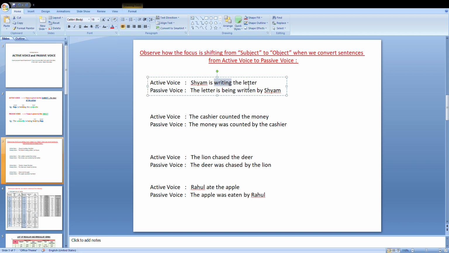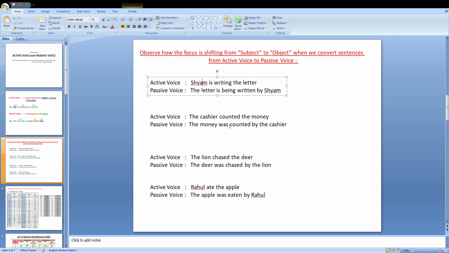What is the object in this sentence? Letter is the object. Now, when we convert this into passive voice, the object comes at the beginning and the subject goes to the end of the sentence because, like I said, the focus is shifting from the subject in the first sentence to the object in the second sentence. So Shyam is writing the letter becomes the letter is being written by Shyam.